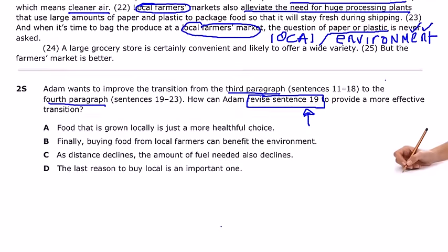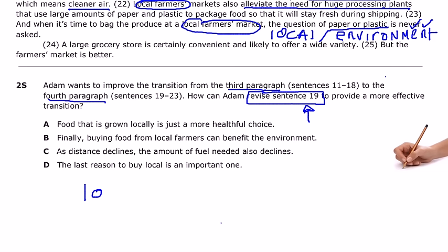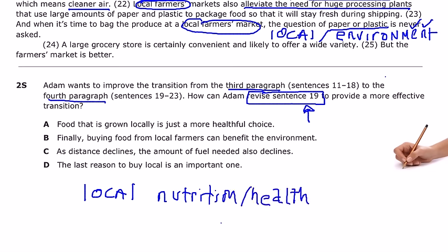So when I come back to my answer choices, I know that what I'm looking for is the idea of the local farmer. I'm looking for maybe something about nutrition or health. And I'm looking for something about the environment. These are the key ideas between those two paragraphs that require some kind of transition.